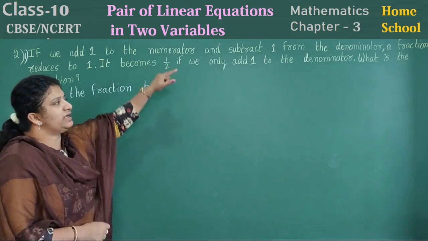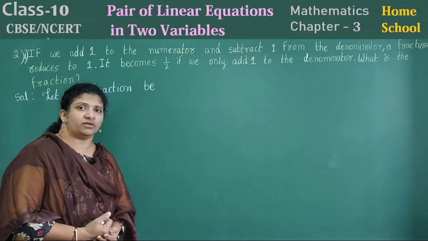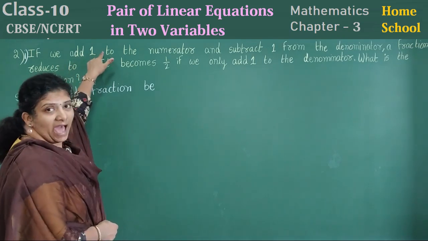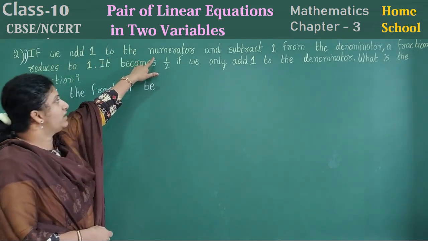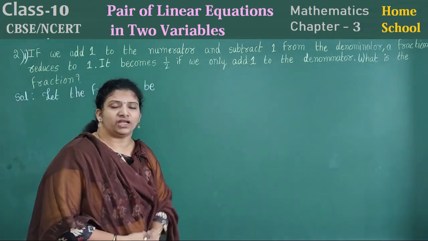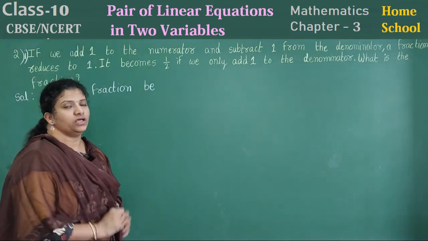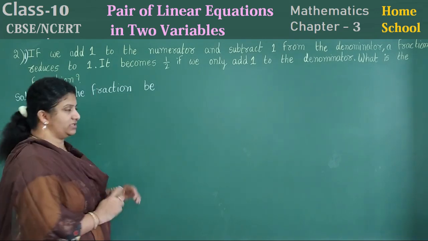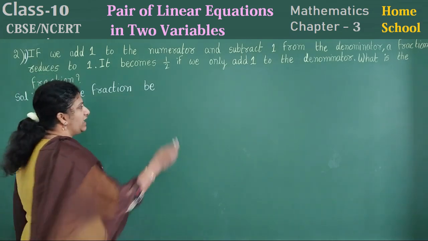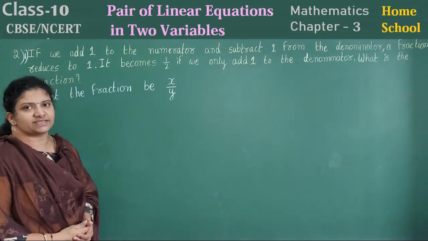Adding 1 to the numerator and subtract 1. Hold on, what is this? Numerator. Numerator means, are we discussing any fraction? Yes. If we add 1 to the numerator and subtract means minus 1 from the denominator, a fraction reduces to 1. Okay. Finally, we are discussing about a fraction. So in our solution, let's start with let the fraction be. Let us assume any fraction. Let me assume x by y.